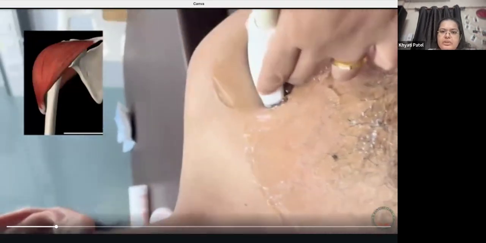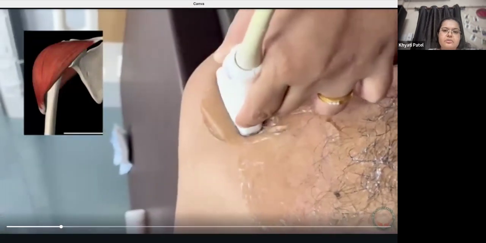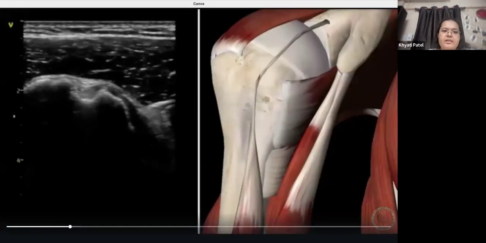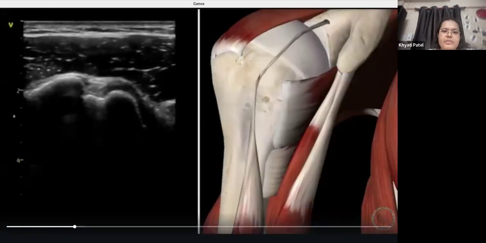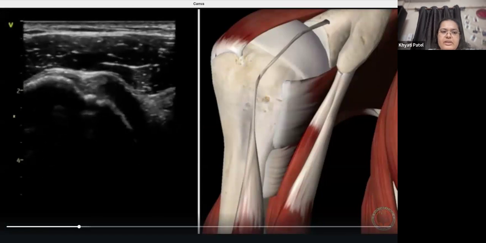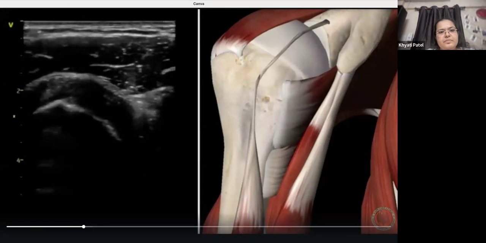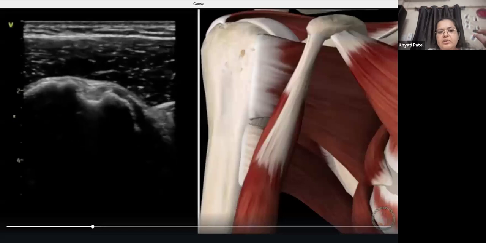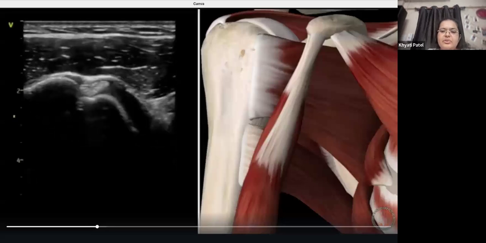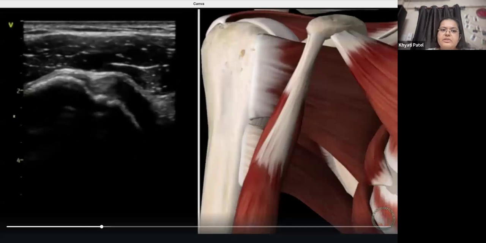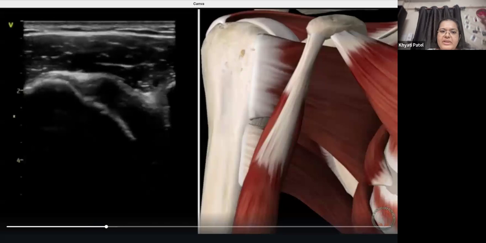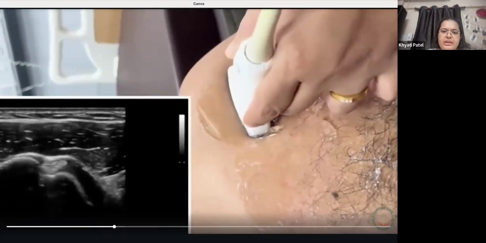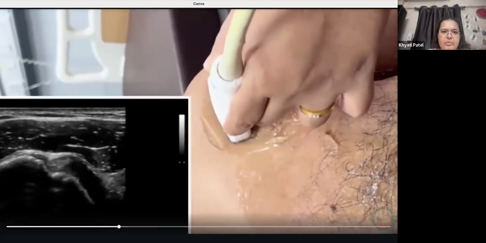Now we take the probe lateral to the earlier position, and we will be able to see the deltoid. The round one is the biceps long head, which is located between the greater and lesser tubercle. As we go more down and medially, we will be able to see the coracoid process as well as the origin of the short head of biceps, and coracobrachialis is there. Beneath that is the subscapularis. So this will be the probe position, and this will be the ultrasound image.